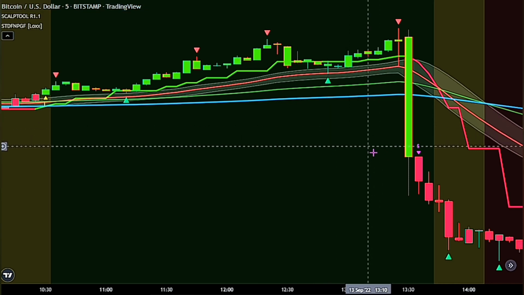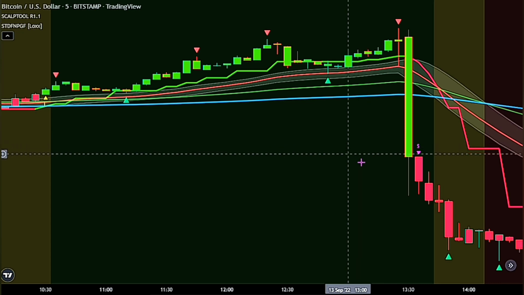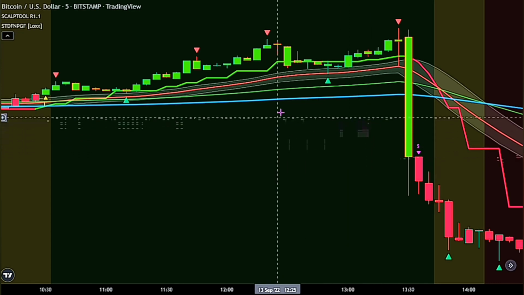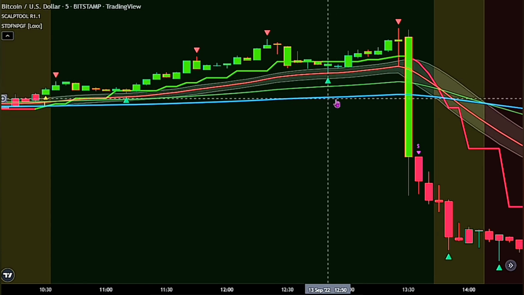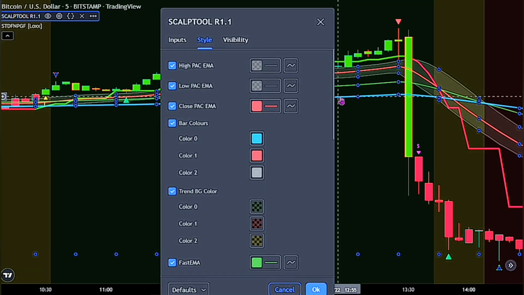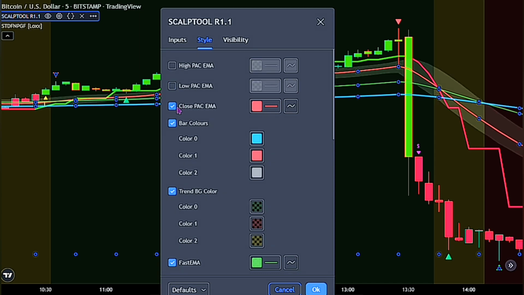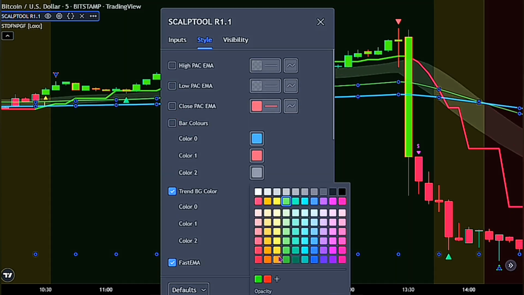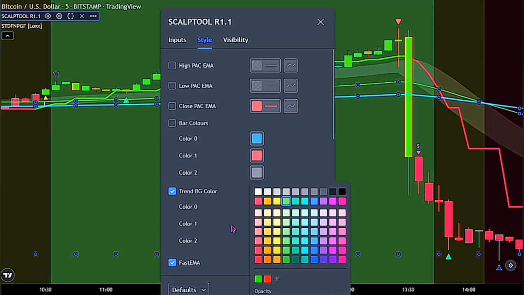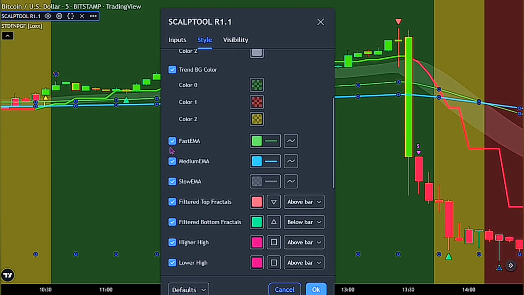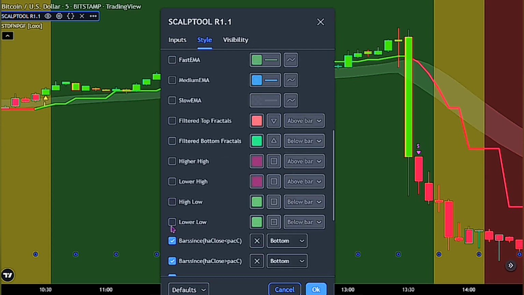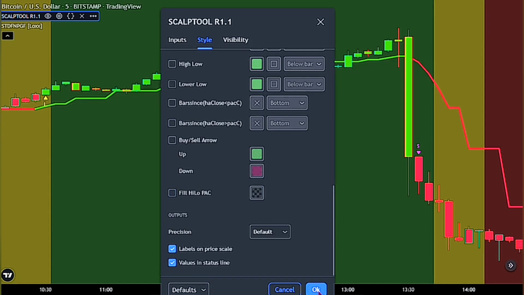So let's go ahead and state the rules for a valid buy and sell signal. But before we do, let's quickly adjust the settings for this strategy to better understand the best method to utilize it in the financial market. I want you to double click on the scalping tool indicator on the style section. I want you to untick the first 4 boxes. Then for the trend BG color, I want you to increase the opacity for colors 0, 1 and 2 to 25. Then untick the rest of these boxes, and when you are done, I want you to click on the OK button to apply the setting to the chart.